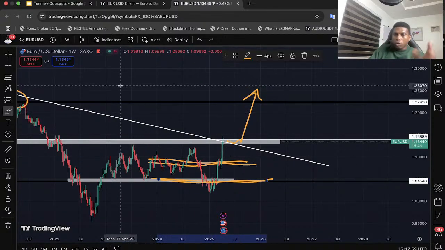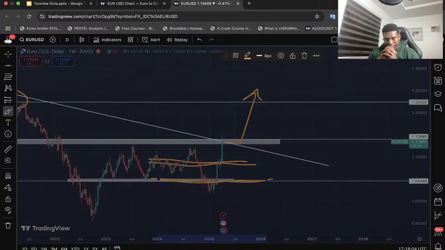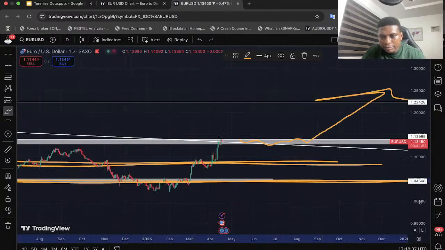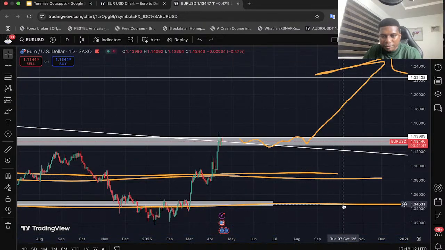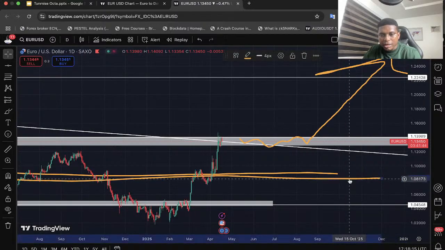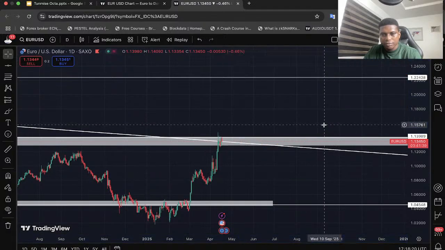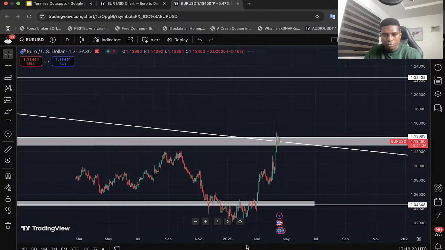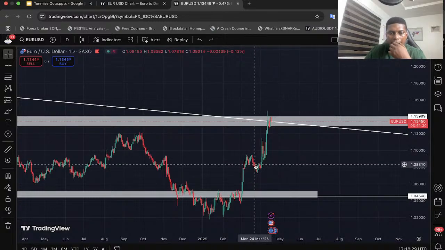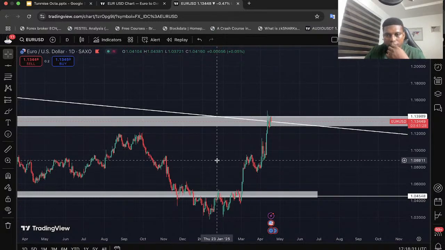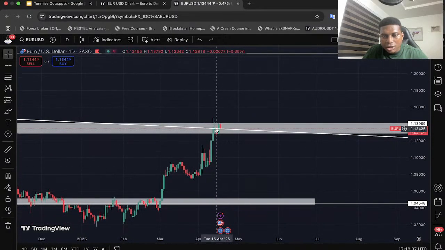All right, good. So let's go down to the daily time frame. We are on the daily time frame now. So you can see what I'm saying. Consolidation is already coming in here.